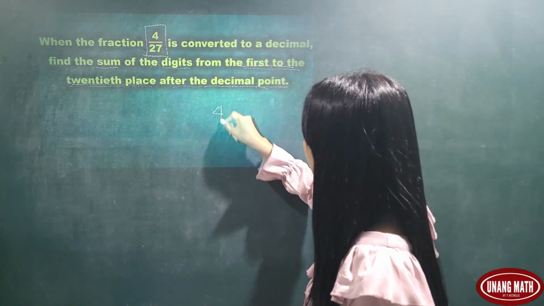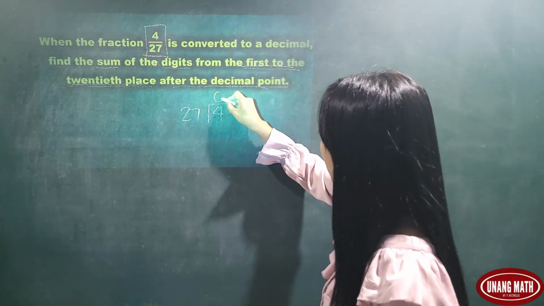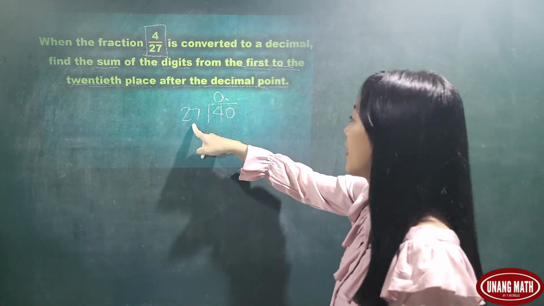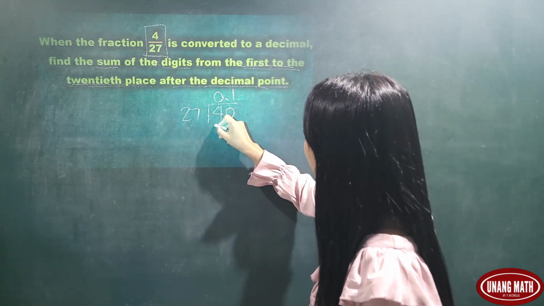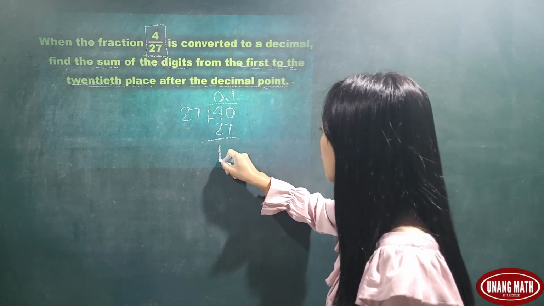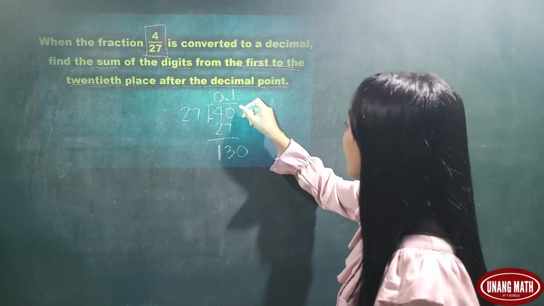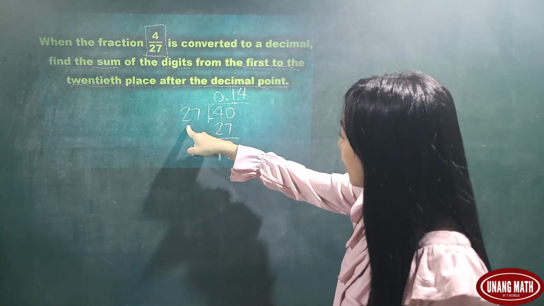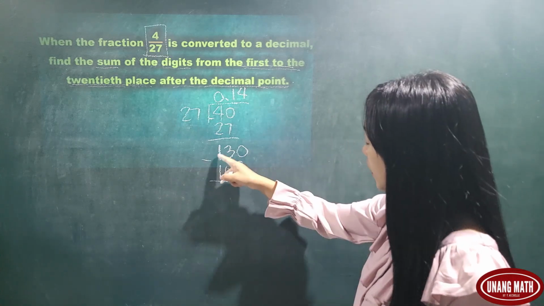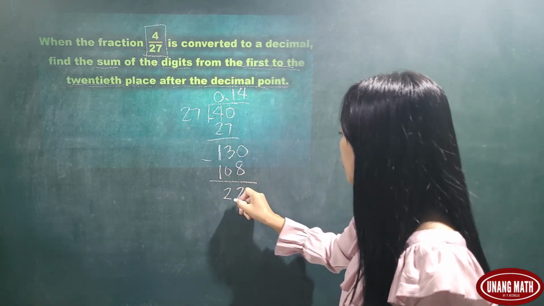Okay, let's do it. 4 divided by 27. 4 divided by 27 cannot be, so 0 point and then 4 here. 40 divided by 27 is equal to 1. 1 times 27 is 27. So 40 minus 27 is equal to 13. Okay, add 0. 130 divided by 27 is equal to 4. 4 times 27 is equal to 108. Okay, let's subtract. 130 minus 108 is going to be 22.